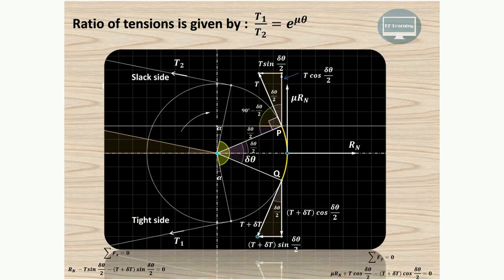Similarly, we can apply the conditions in the y direction also. So summation of Fy is equal to 0. Upward forces are considered as positive. So mu Rn is positive, T cos delta theta by 2 is positive, and this is acting in the downward direction, so that is negative. So T plus delta T cos delta theta by 2 is negative, and that is equal to 0. So using these two conditions, we can derive the equation for the ratio of tensions.